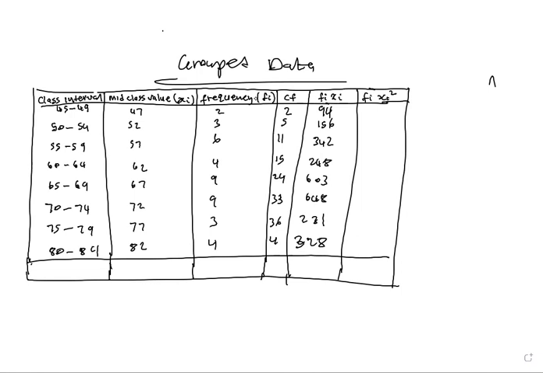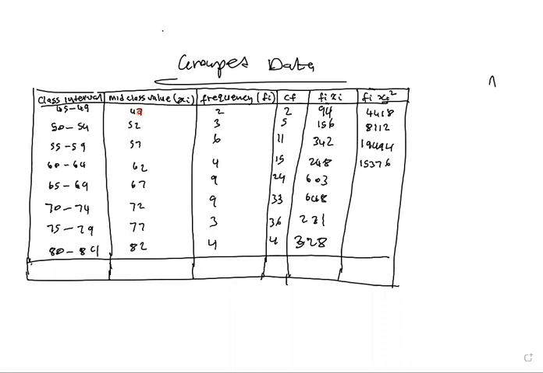It's the product of the frequency times the square of x. So you square x, then you multiply by the frequency. You get the numbers to fit in the last column. So how are you getting the answers in the last column?